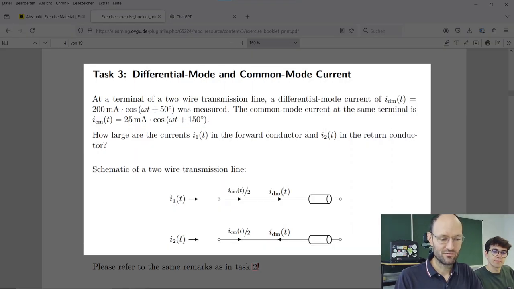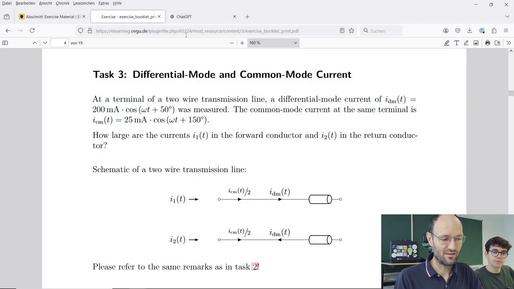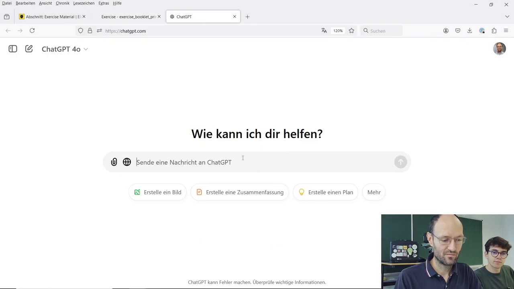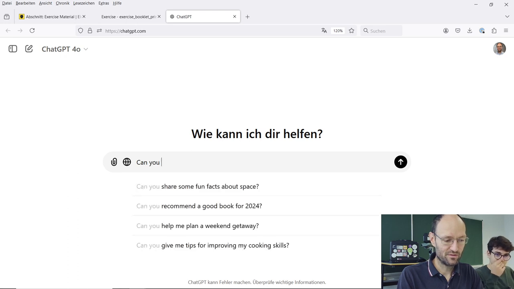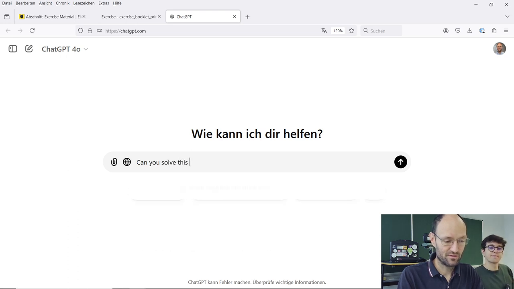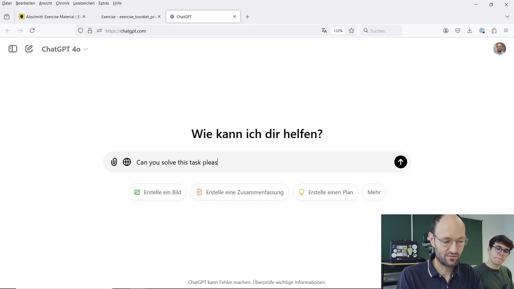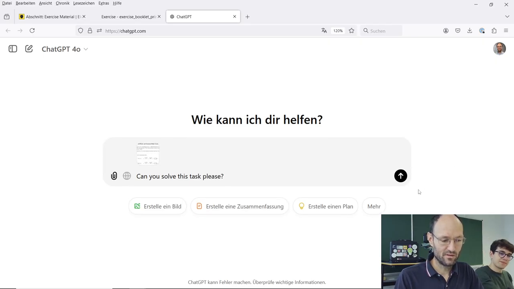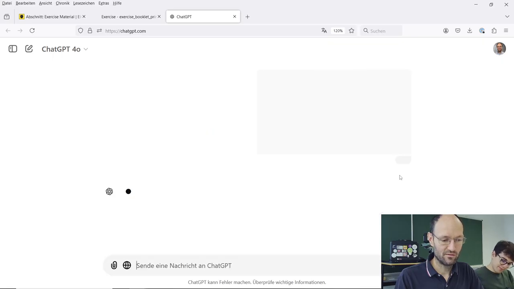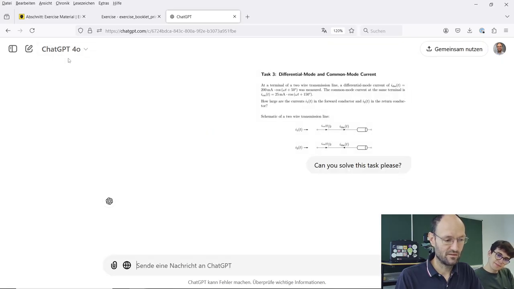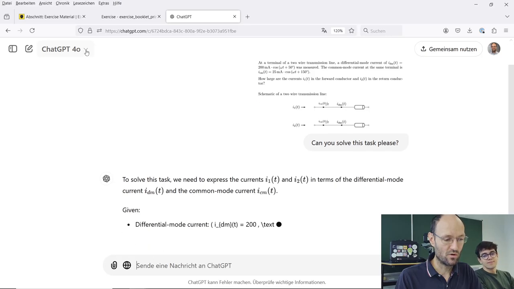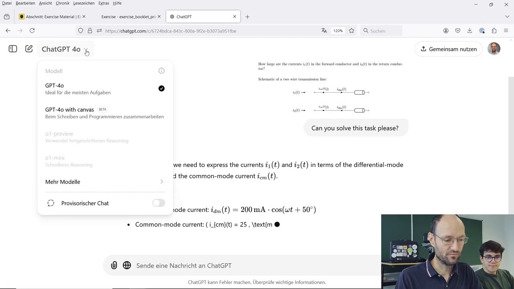This does not seem to be the case. So the last thing that I would like to do is ask ChatGPT how good ChatGPT is at something like this. Can you solve this task, please? And we just insert the picture, and it's uploading, and we're gone. And it's ChatGPT 4.0. I think this is the paid version.